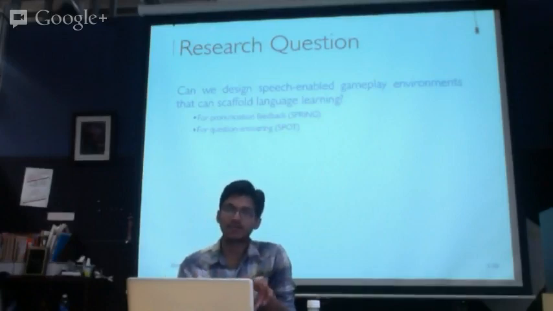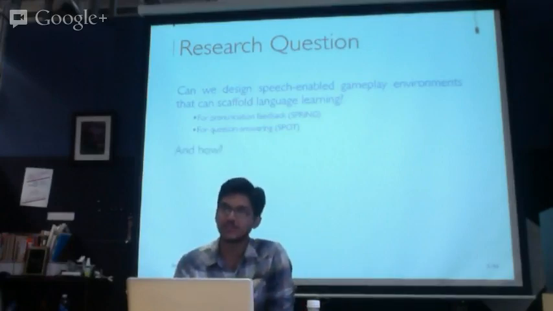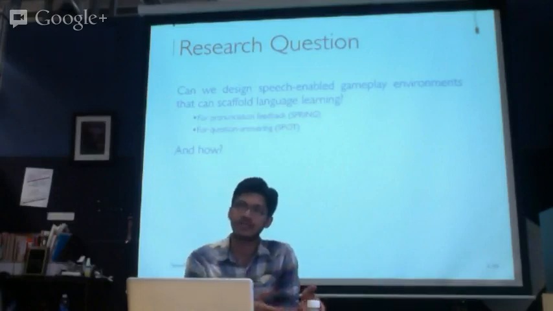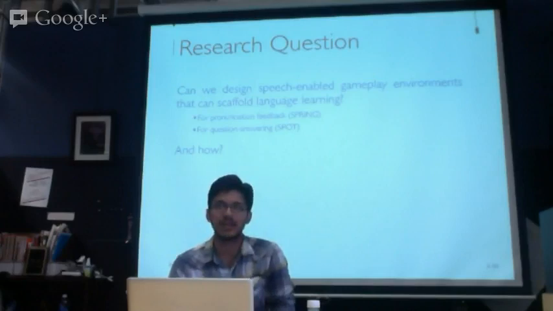But a major part of investigating this research question is to investigate how. So not only can we, but how do we design these systems? It's also about the process, like how do you start from a research question till you actually have a functional system that actually works for this problem. That's essentially the structure of what we're talking about.